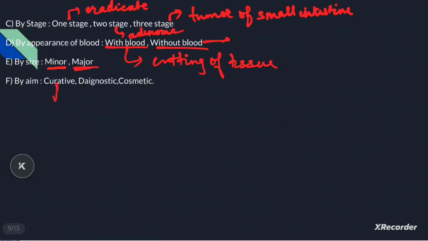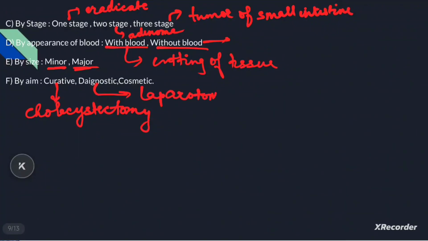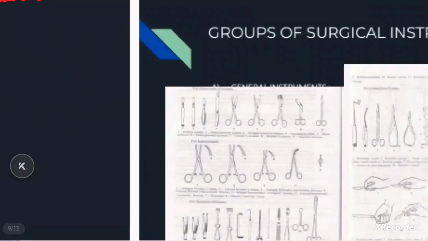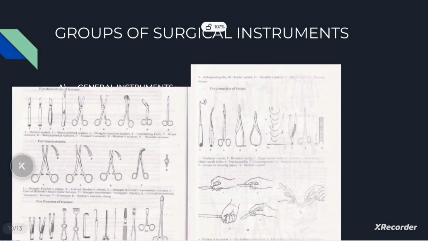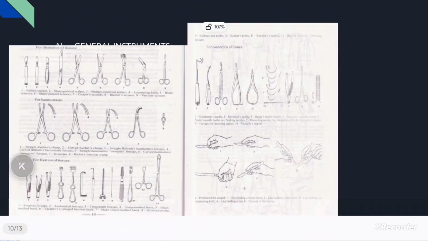Now a curative example is cholecystectomy. Diagnostic is laparotomy. And cosmetic is varicose vein surgery, a famous example. You can understand from the words themselves: curative, diagnostic, cosmetic. Now, all these were the classification. Next is an important one which every student should know.